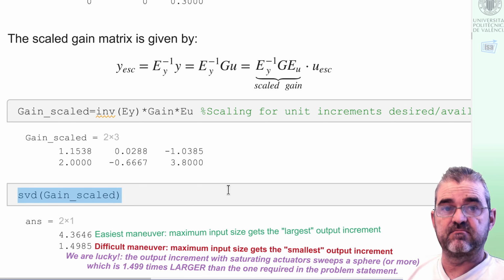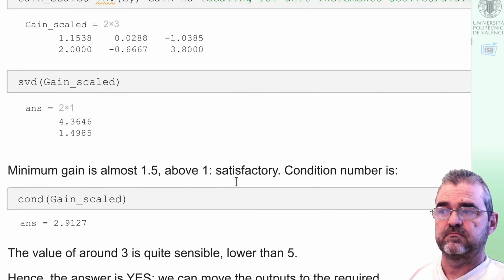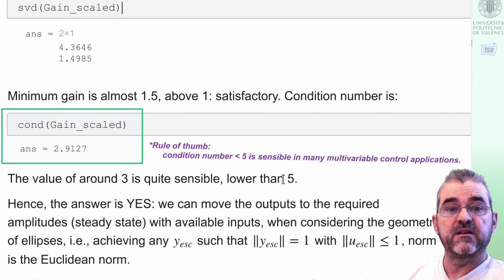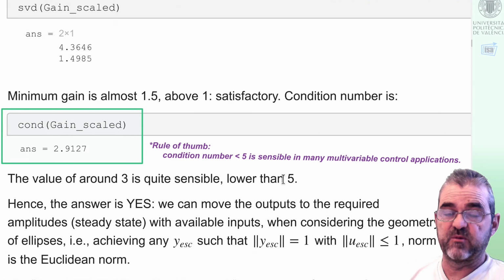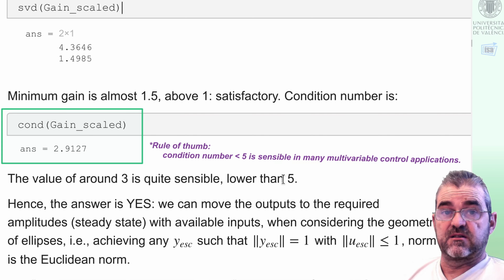A last remark needed when analyzing these things is the condition number. The condition number is 2.9, the quotient between maximum and minimum gain, so it means that computations with this matrix or its inverse will increase relative errors from input to output by a factor of 3, and this is somehow deemed acceptable in usual rules of thumb. Let's say that conditionings below 5 are reasonable in many applications.